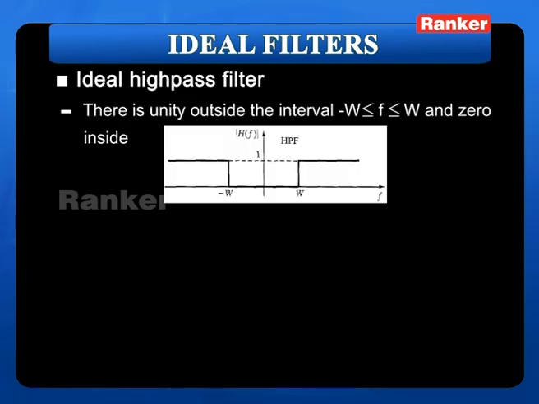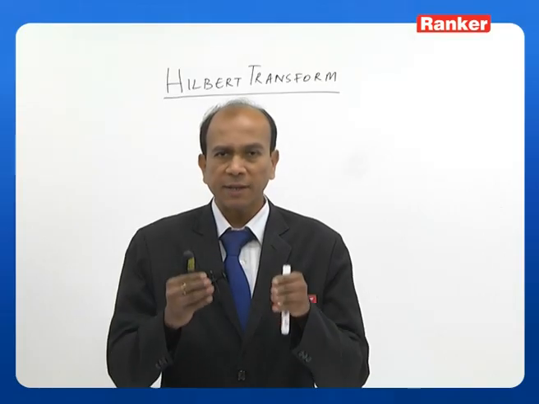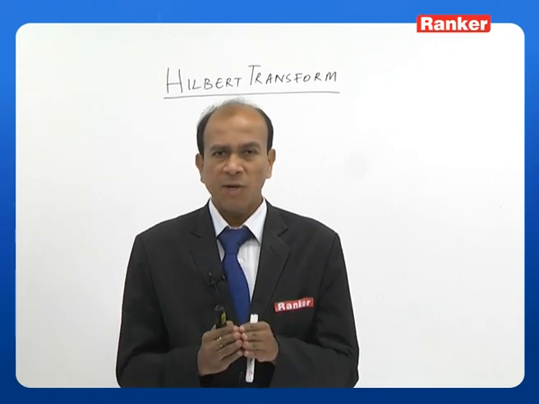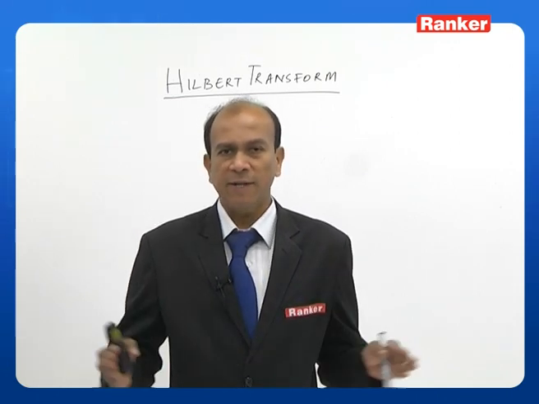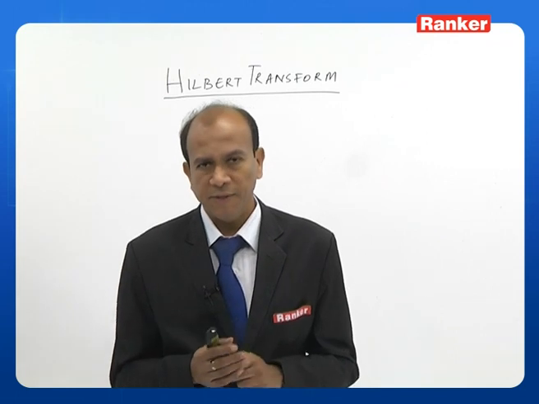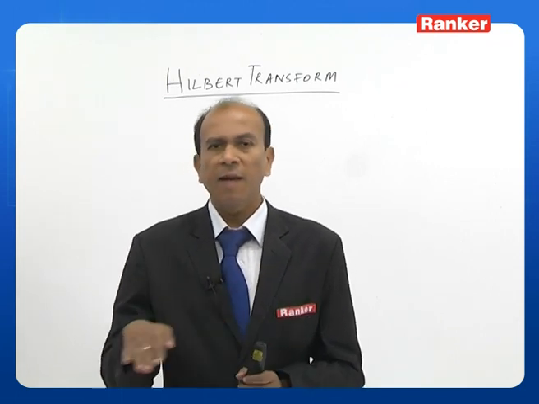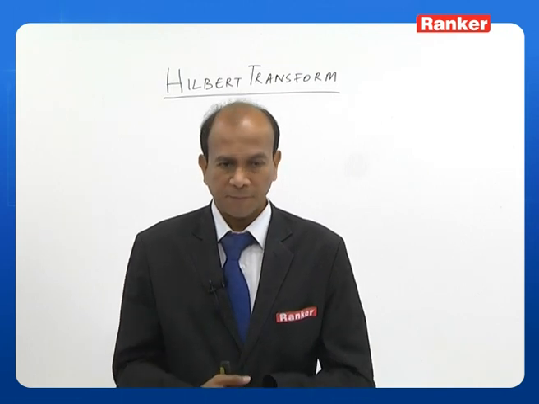Then you can have an ideal high pass filter. In an ideal high pass filter, there is unity outside the interval minus W less than or equal to f less than or equal to W and 0 inside. It means certain low frequency components are being eliminated, so we are looking at components beyond it. So that is an ideal high pass filter. We are calling it an ideal high pass filter because the gain is completely uniform throughout.